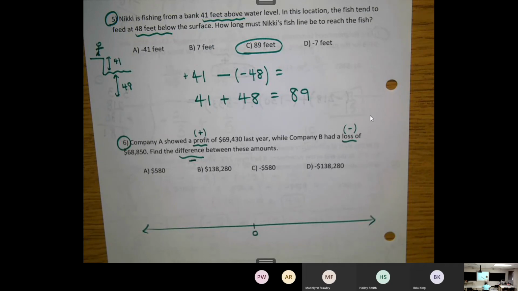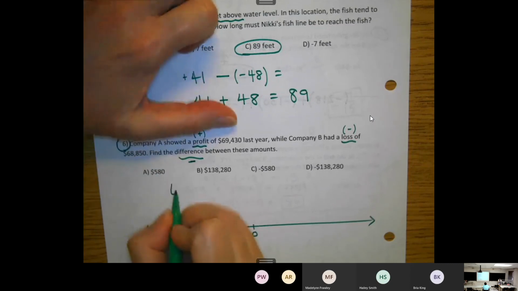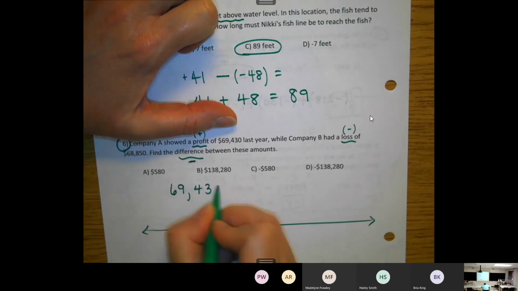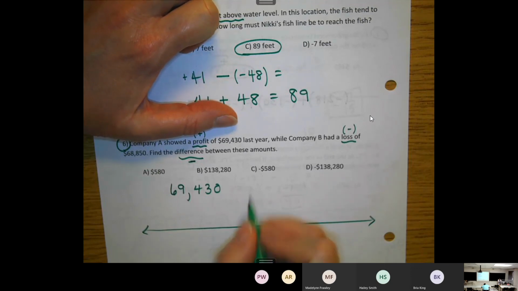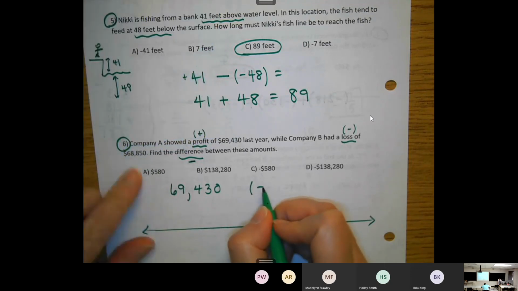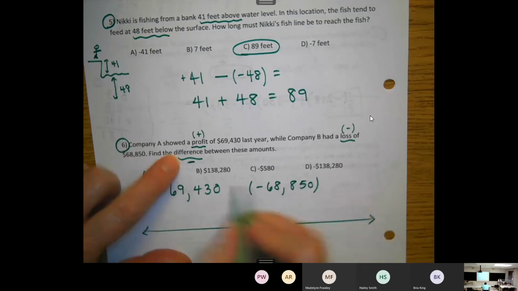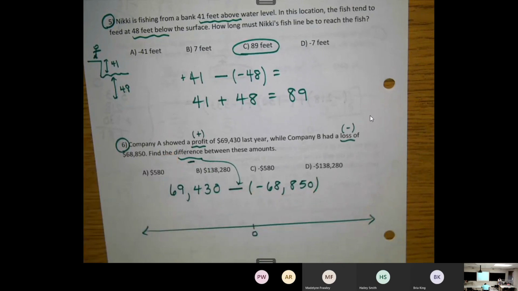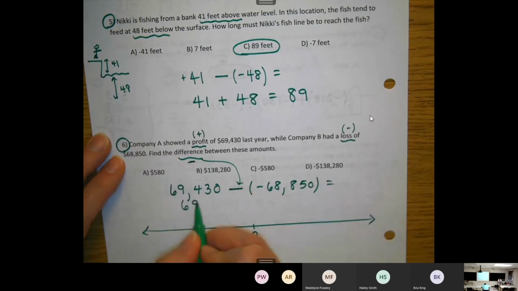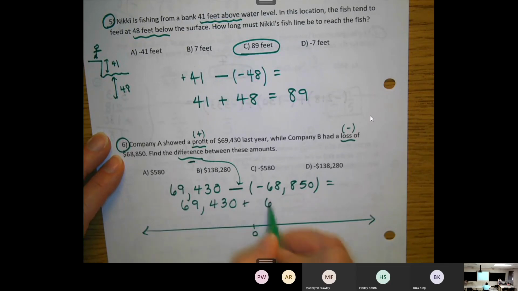Are you thinking about that profit as a positive number and a loss maybe as a negative? And then since they want the difference between the amounts, remember difference is a fancy way to talk about subtraction. So let's start with our profit, the positive. Did you guys get all the digits right this time? I think I got the right one. And then let's represent that loss as a negative. And to find the difference, we'll subtract. So it really ends up, because of that double negative, being an addition problem.